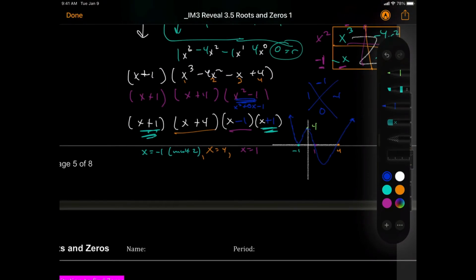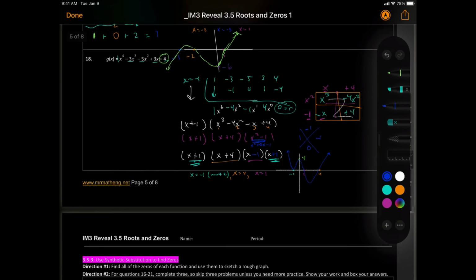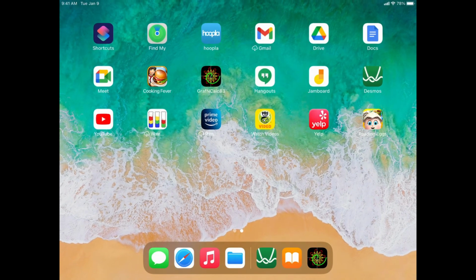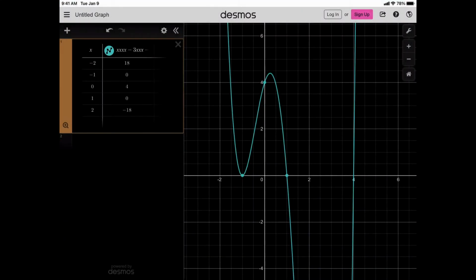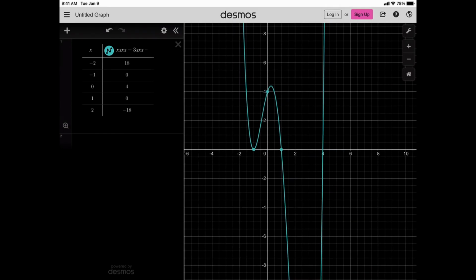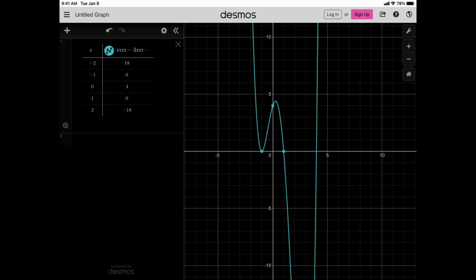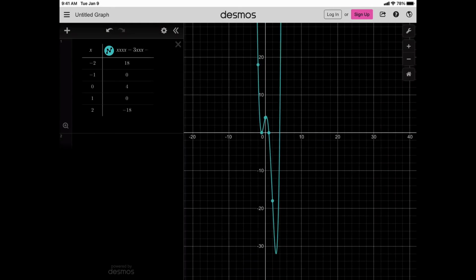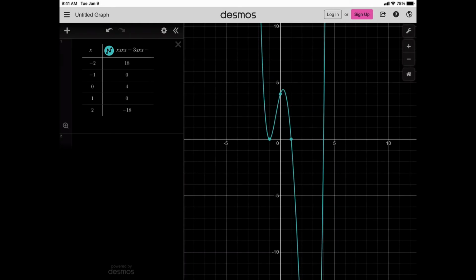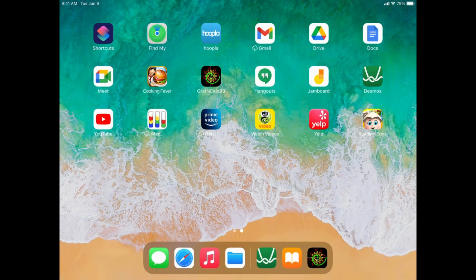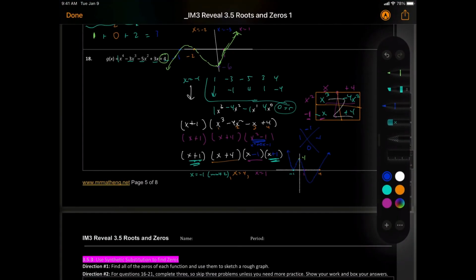So the goal here is that we're trying to sketch the polynomial without using the graphing calculator. So let's go and take a look. Where did I put it? Oh, here. It's not fun. You can't zoom in. I guess you could, but it goes down really far. But you get the idea there. Okay, so you can use Desmos, but I think graphing calc kind of gives you a little bit slower, not just the answer.